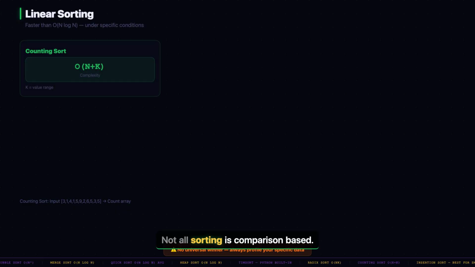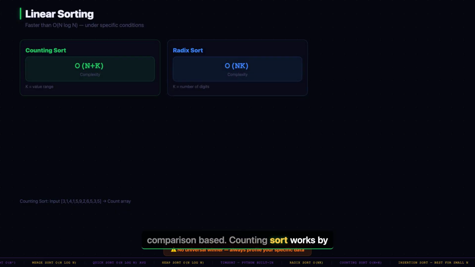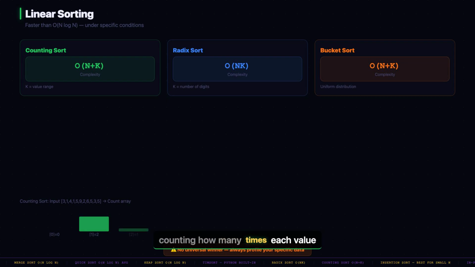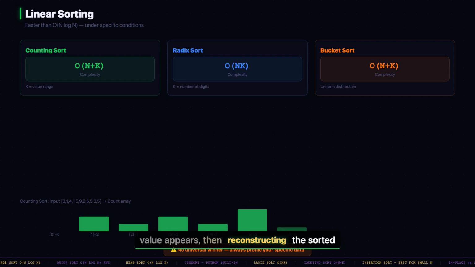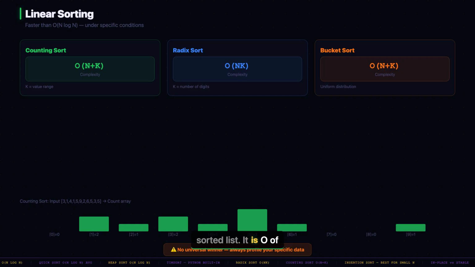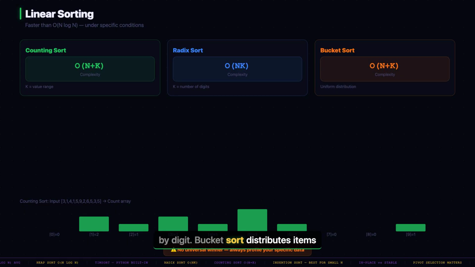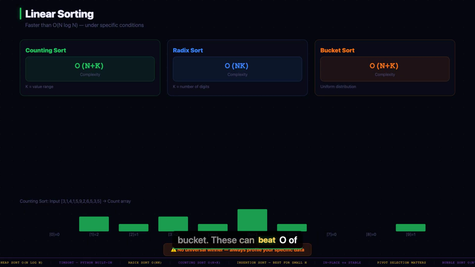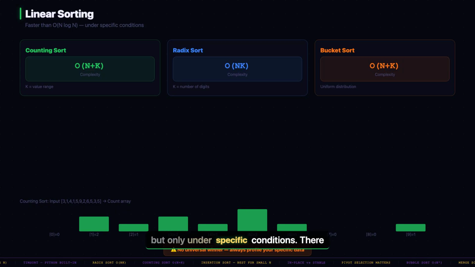Not all sorting is comparison based. Counting sort works by counting how many times each value appears, then reconstructing the sorted list. It is O of n plus k, where k is the range of values. Radix sort sorts digit by digit. Bucket sort distributes items into buckets, then sorts each bucket. These can beat O of n log n, but only under specific conditions. There is no universal winner.